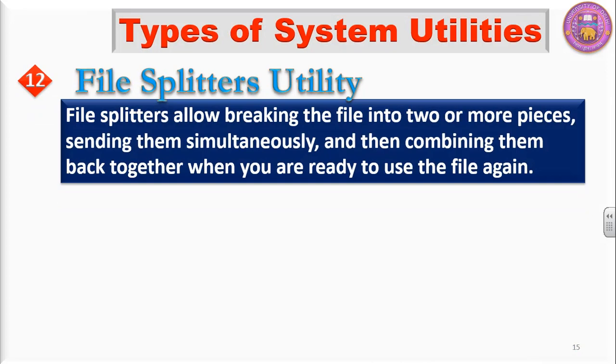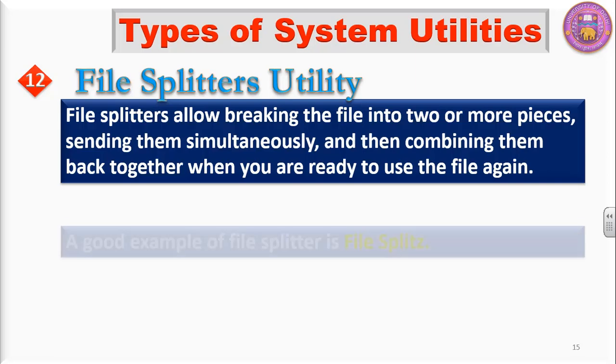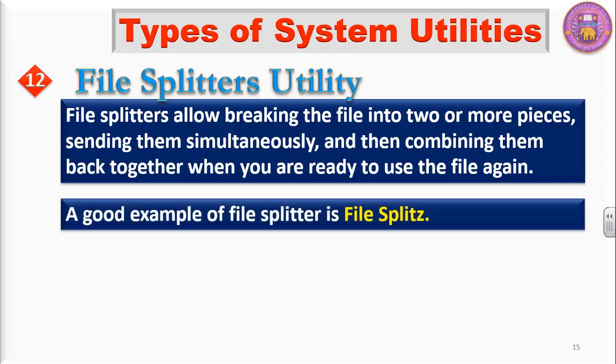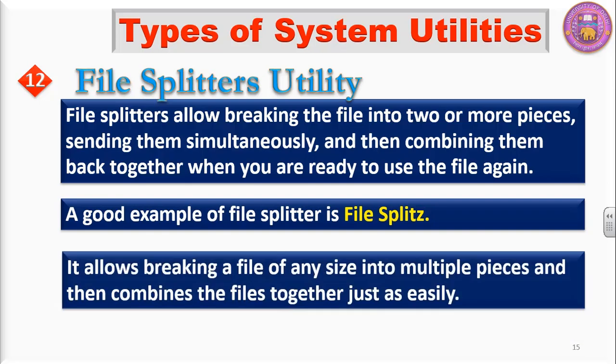File splitters allow breaking the file into two or more pieces, sending them simultaneously, and then combining them back together when you are ready to use the file again. A good example of a file splitter is File Splitter. It allows breaking a file of any size into multiple pieces and then combining the files together just as easily.